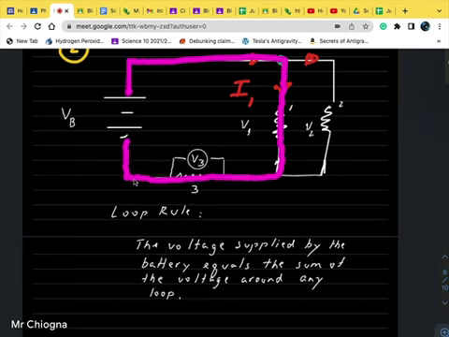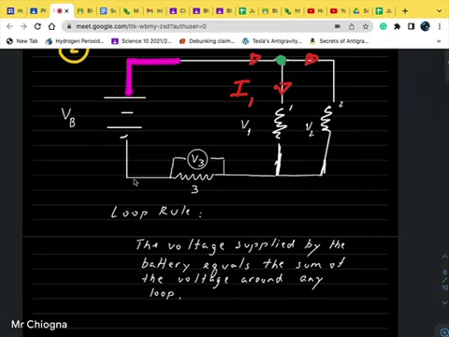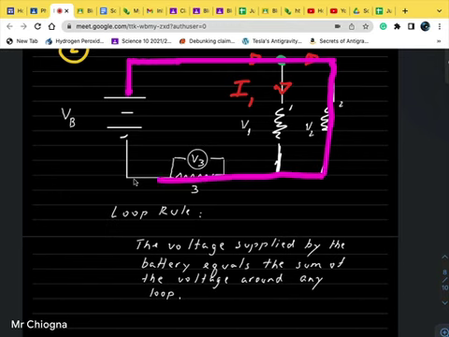That's one loop, and you can call it loop 1. Or you're going to trace out this loop. Take your choice. Two different loops. Two different paths.